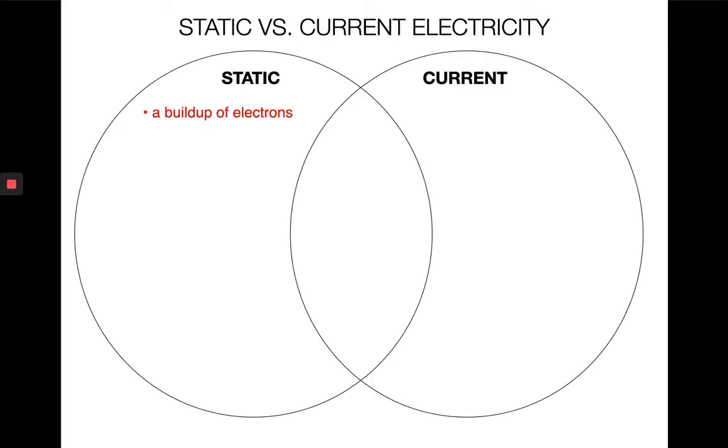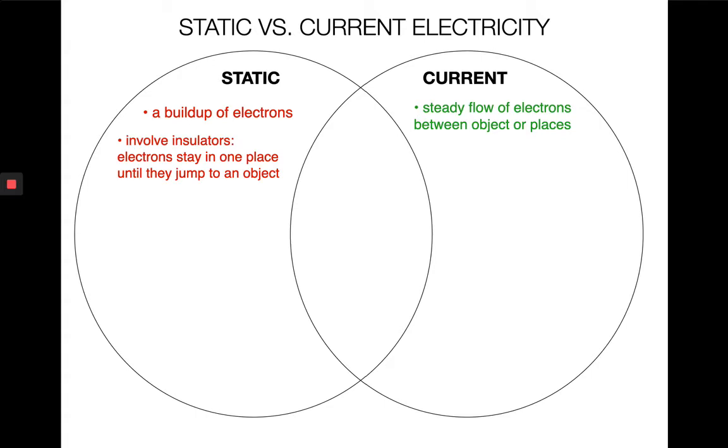In static electricity, we have a build-up of electrons. In current electricity, we actually have a steady flow of electrons between objects or places. In static electricity, we involve insulators, so electrons can stay in one place until they jump to an object, and that's when you get that zap. Current electricity, however, needs a conductor, and that is a substance that allows electrons to move easily through it.